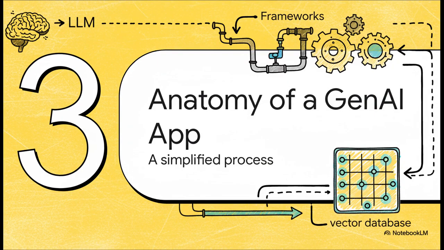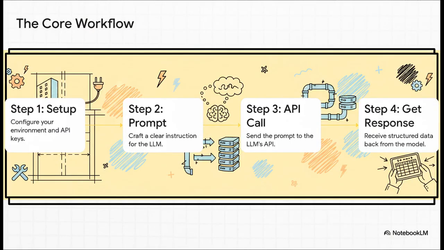So we have our toolkit, the brain, the plumbing, and the memory. What does the process of actually building a simple application look like? Well, it's a surprisingly straightforward process that you can really boil down to just 4 key steps. It's basically a 4-step dance. First, you get your system set up with the right access keys. Second, you craft a prompt, which is just a clear instruction for the AI. Third, you make what's called an API call, which is really just sending that request over the internet. And fourth, you get a nice, clean response back, ready for your app to use.